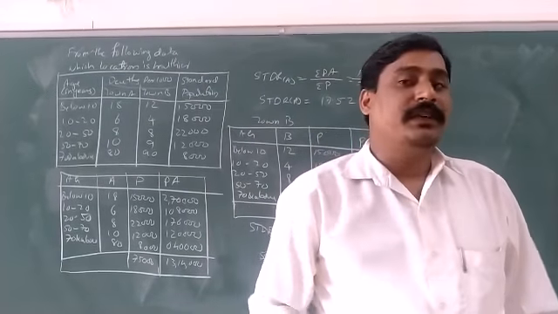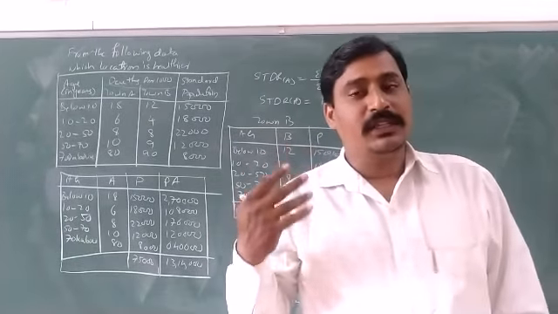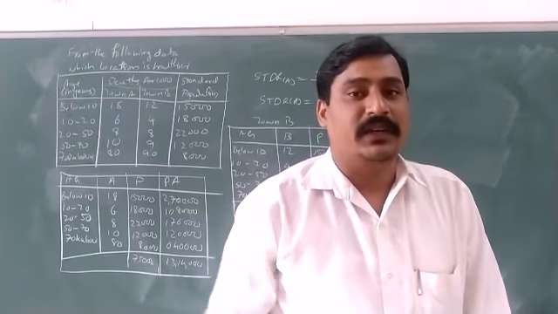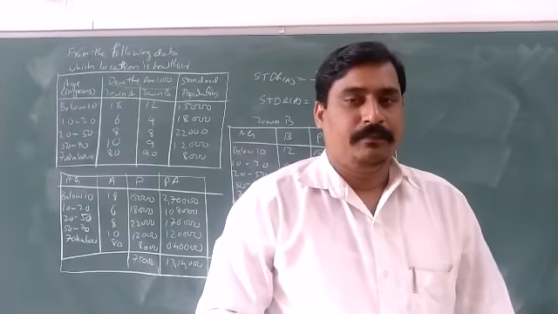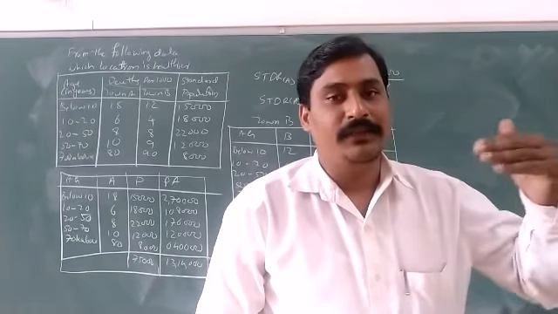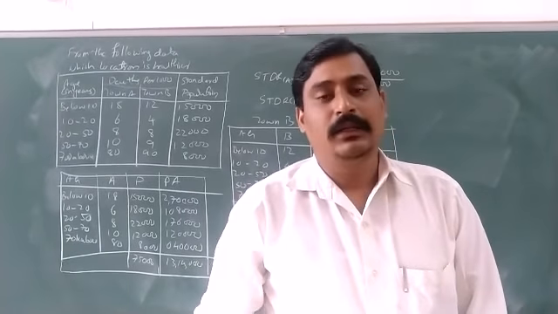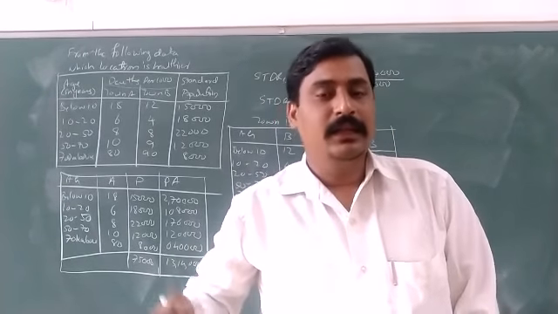And when it comes to fertility, for TFR, whichever location's TFR is more, that location is more fertile. So fertility: the higher the TFR, the more fertile. And the lower the STDR, the healthier.